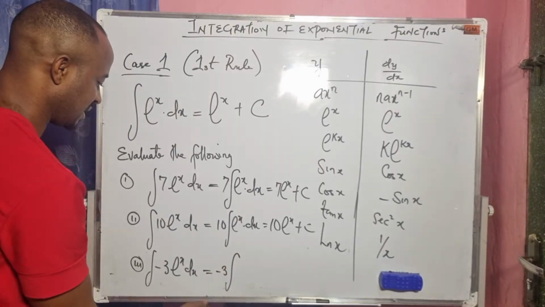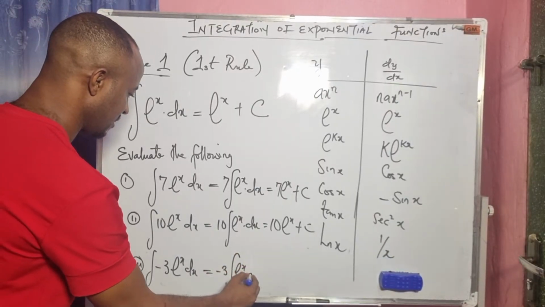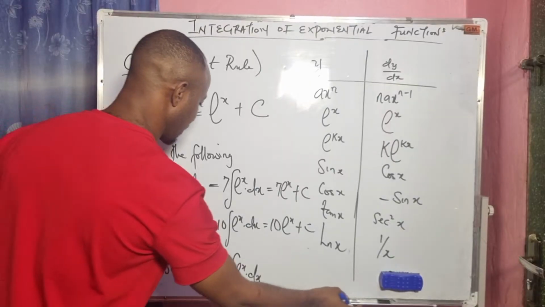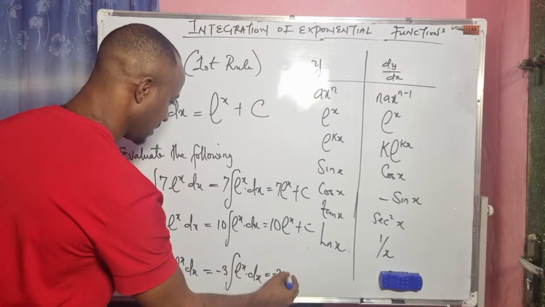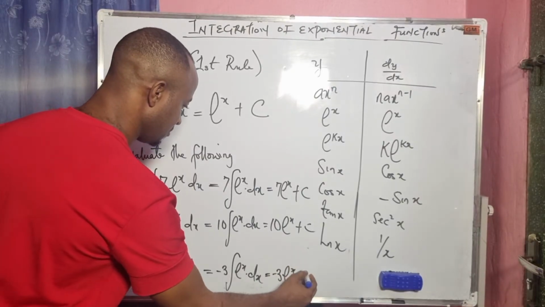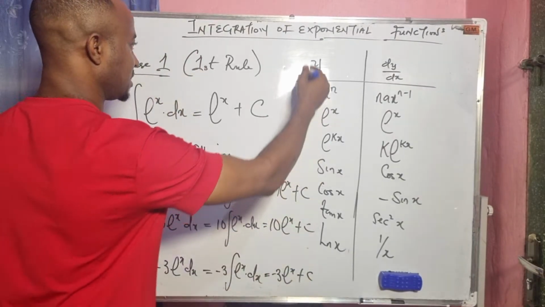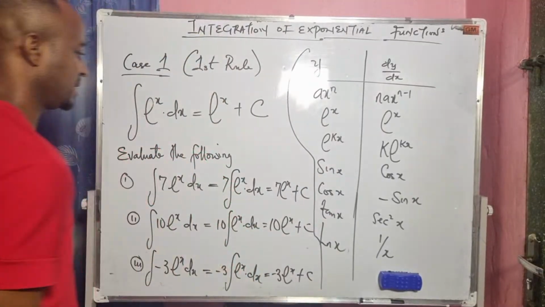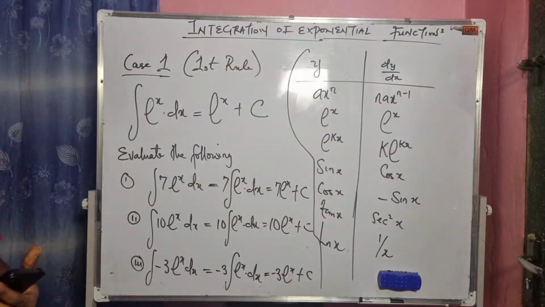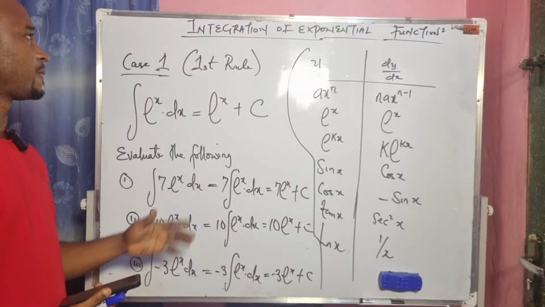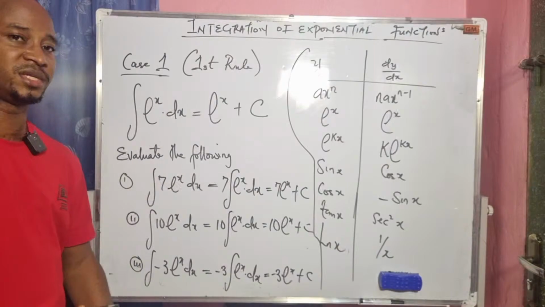Minus 3 integral of exponential x dx. So by the time we integrate this, that will give us minus 3 exponential x plus c. So this is how we integrate exponential. And this is the first case, or the first condition, or the first rule under integration of exponential function.